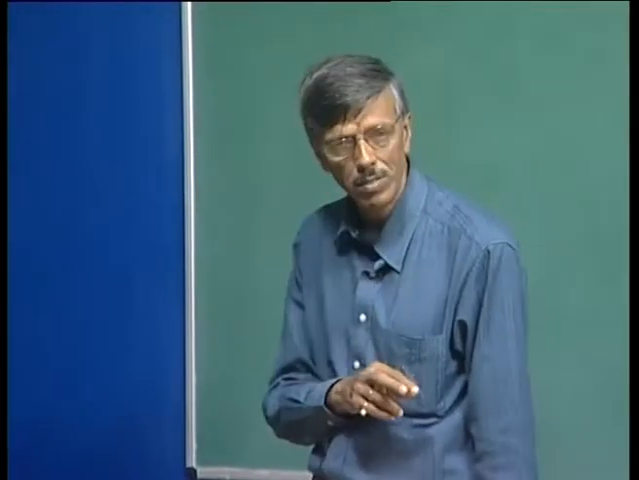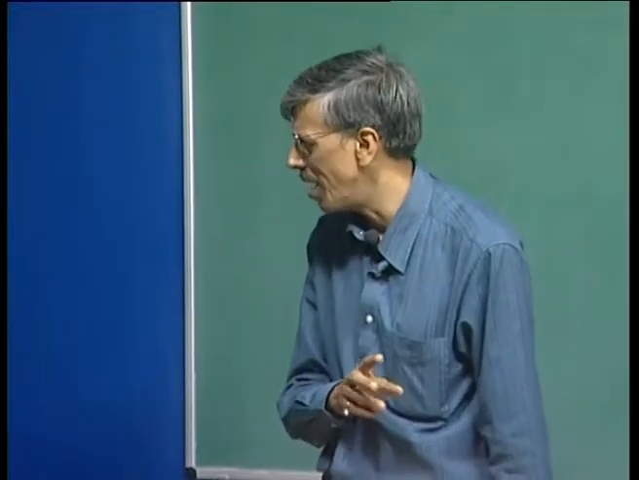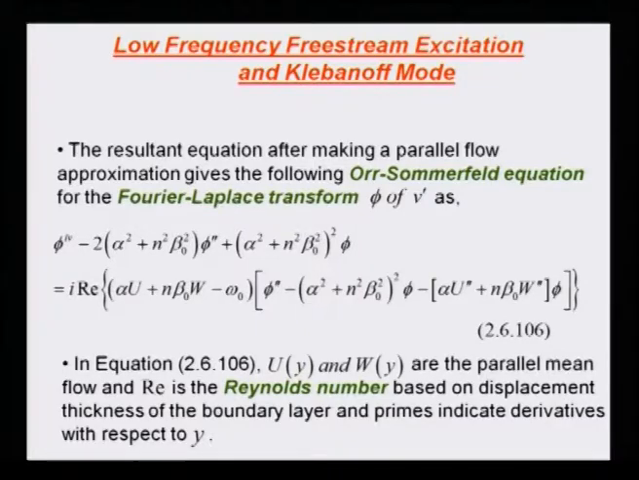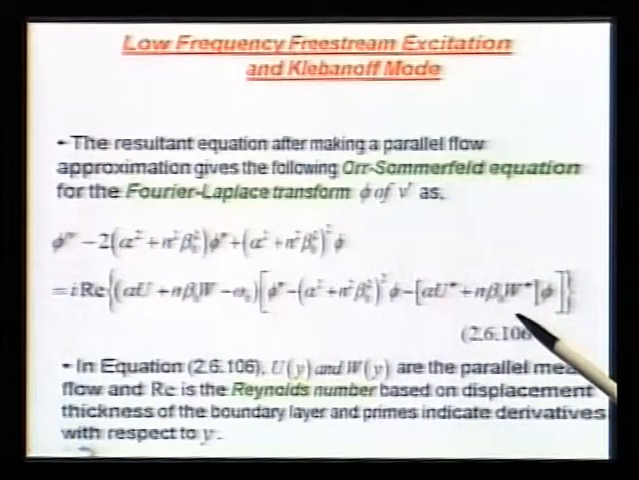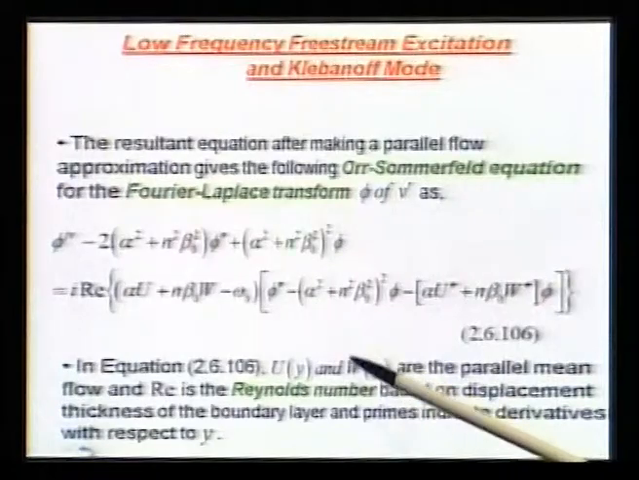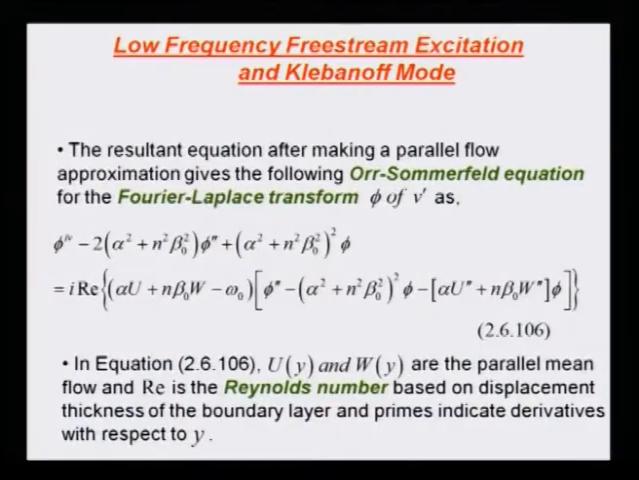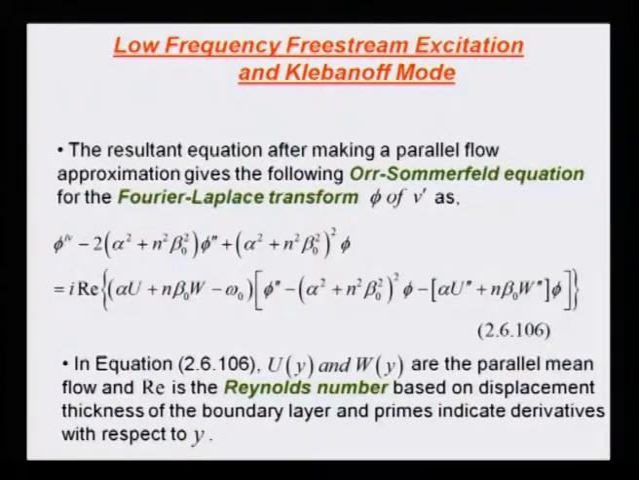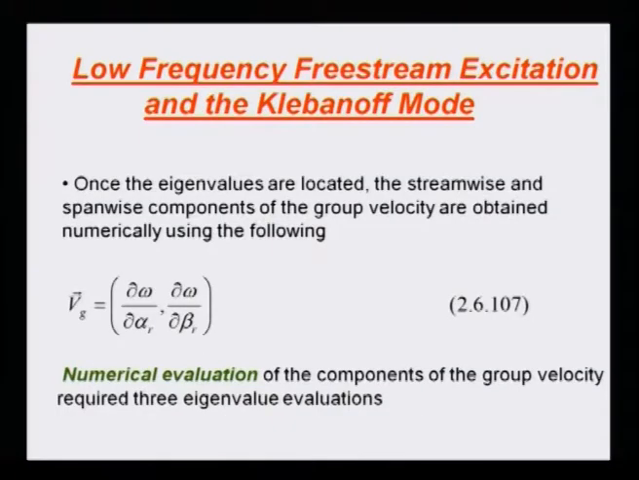In both these experiments, what was done? They took a 2-dimensional flow. So, this formulation itself will work, but you just have to knock off that capital W I. And here, of course, once again you get RE, the Reynolds number based on displacement thickness, and primes indicate derivative with respect to non-dimensional y. Non-dimensionalization is again done with respect to the displacement thickness.